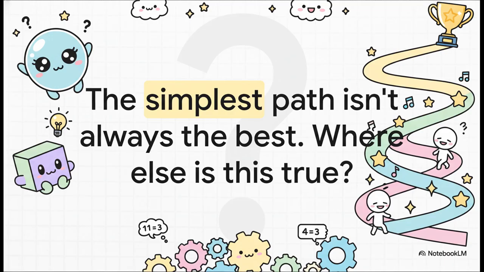So in the end, bubble sort teaches us a lesson that goes way beyond code. The simplest, most obvious path isn't always the best one. It's a fantastic reminder to ask ourselves, where else in our lives might we be taking the easy route when a smarter, more efficient solution is just waiting for us to find it?